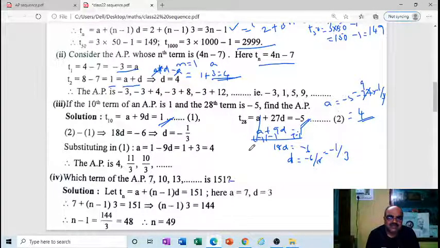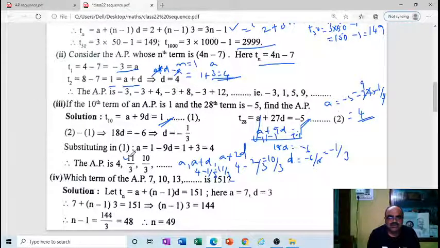So a is 4. d is minus 1 by 3. So see, generate the series. a is 4. Next a plus d, a plus 2d. a is 4 minus 1 by 3. 12 minus 1 is 11 by 3. 4 minus 2 by 3, 12 minus 2 is 10 by 3. 4, 11 by 3, 10 by 3 is the AP.